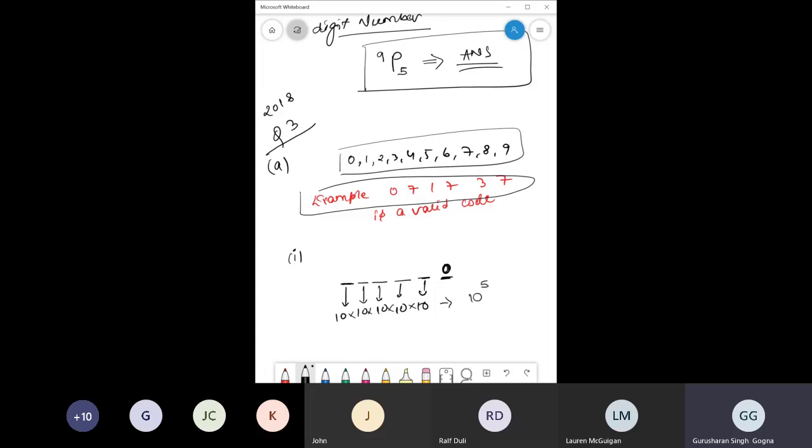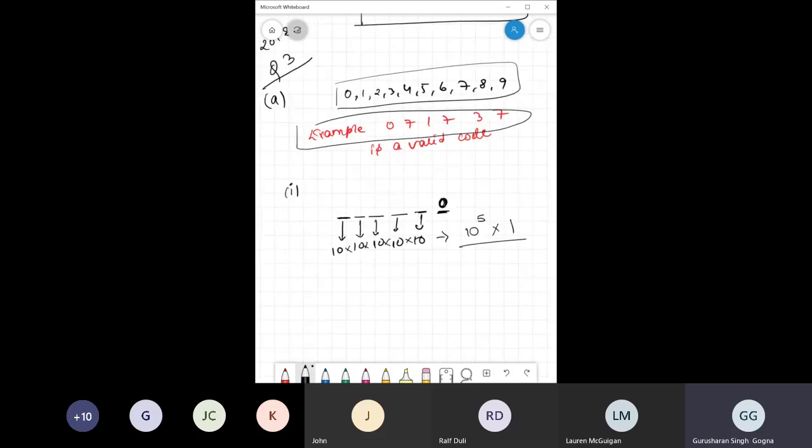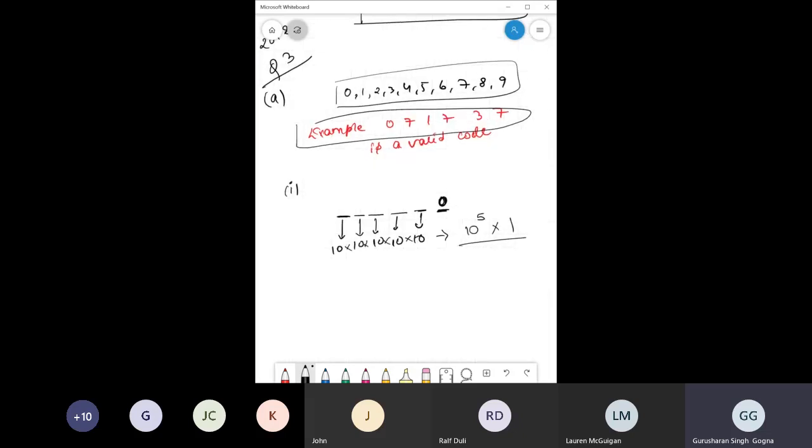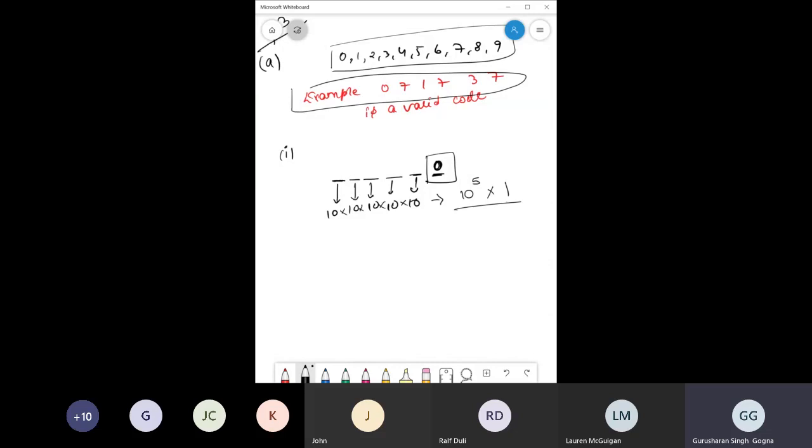Now why are we saying multiply by 1? It is not going to change the answer, but why do we have to say 10 to the power 5 multiplied by 1? The reason is this is 0 at the end, isn't it? And you have one number. Obviously, if you have one number, then it's fixed. But why we are saying multiply by 1, I'll explain with a second example within the question.